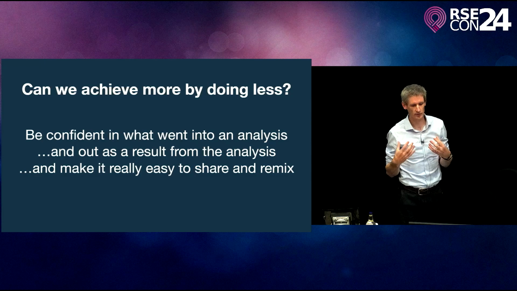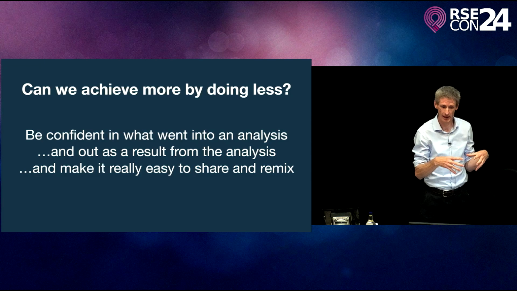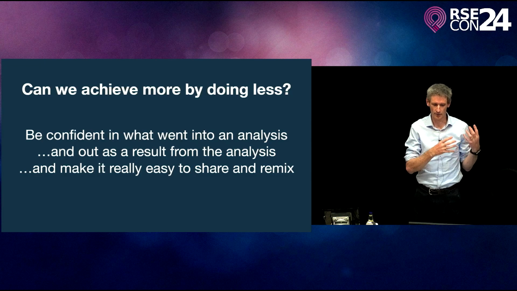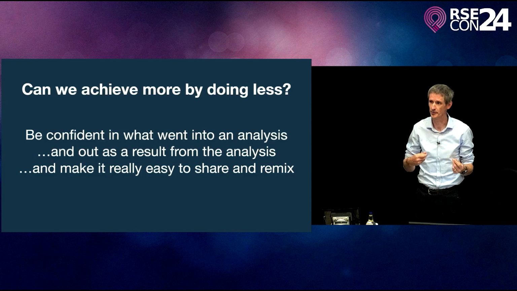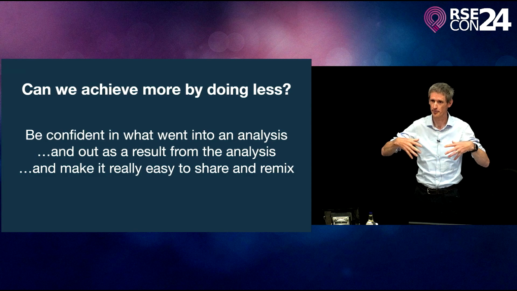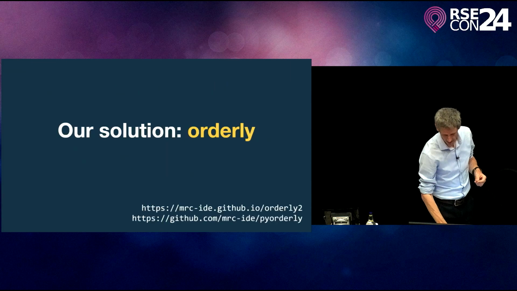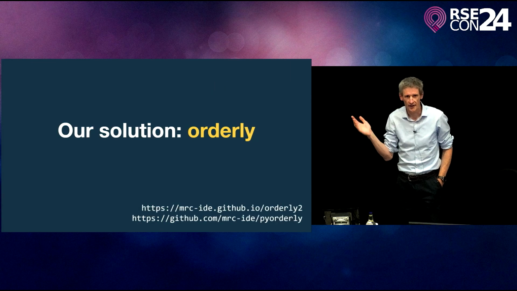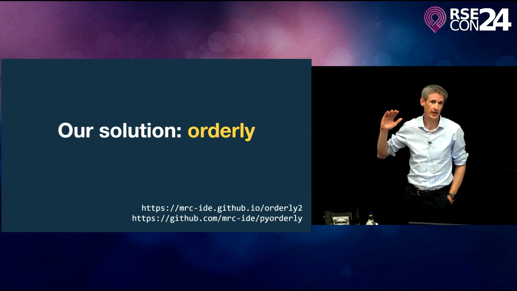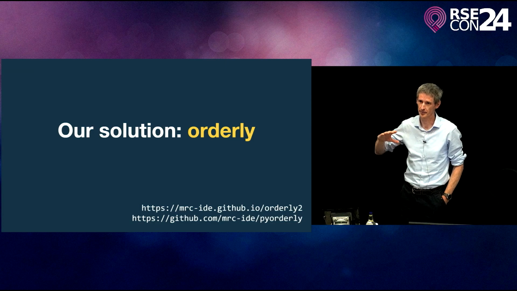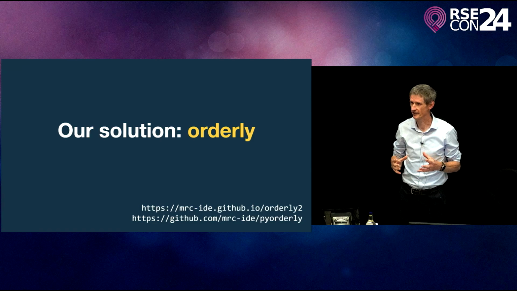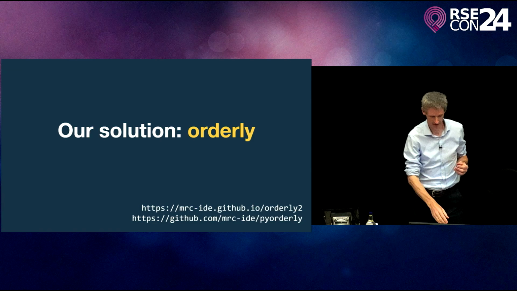How can we help researchers be confident about what went into an analysis, be confident what was a result of the analysis, and make it really easy to share and remix those bits of analysis with one another, and we can sort of build tooling based on that. So our solution for this is a package. It's an R package and a Python package called Orderly, but the ideas in this I want you to focus on rather than implementation, because we would love someone to come up with a better version of these sorts of ideas than us. We think this is sort of the first couple of iterations of this.